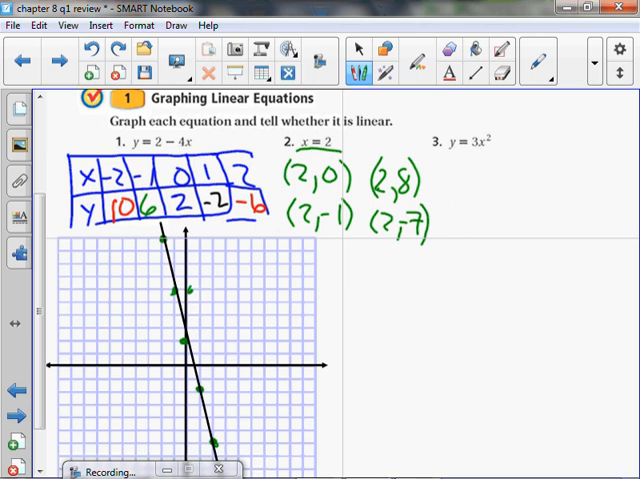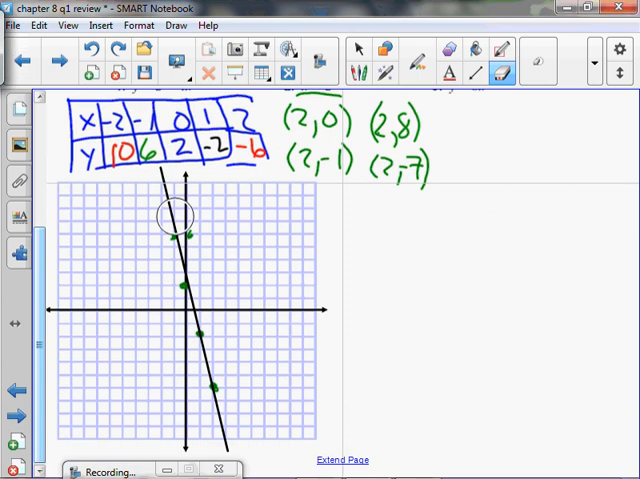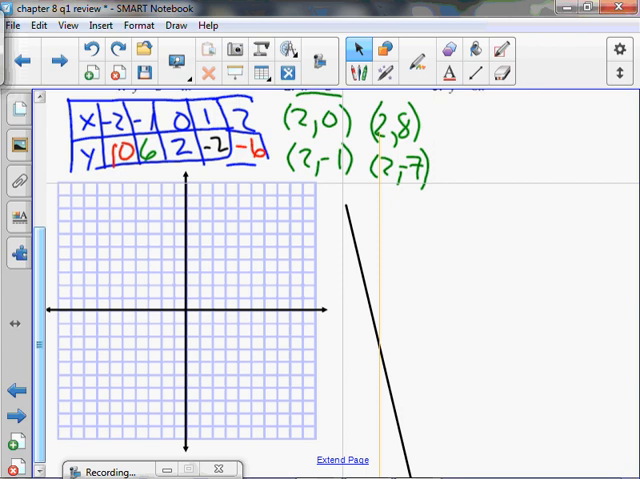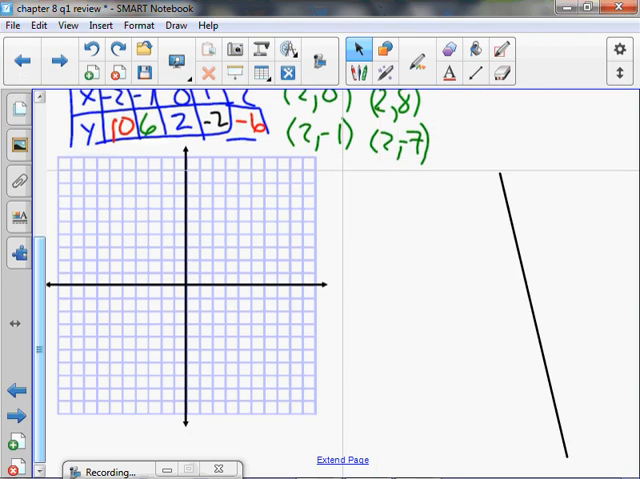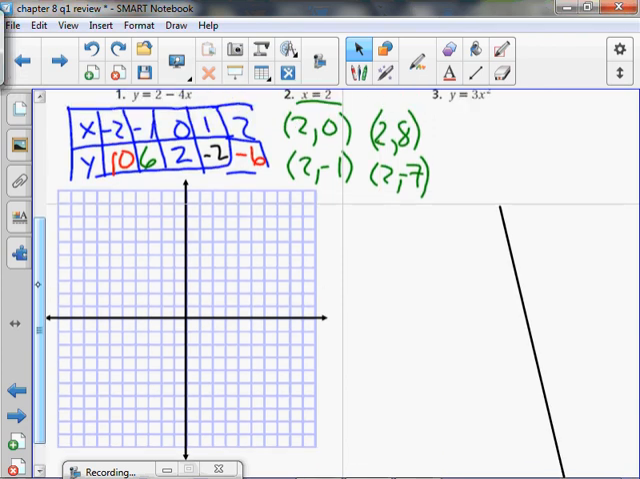And now all I'm going to do is graph it. I'm going to use the same graph that I just used here. I'm just going to recycle it. I don't need this line on there. I'm going to graph all 4 of those points and see what's happening. First of all, 2, comma 0. I go over 2, up none. That's right there. For 2 comma negative 1, I go over 2, down 1. That's right there. 2, 8, I go over 2, up 8. That's going to be right there. And over 2, down 7 is going to bring me right here.